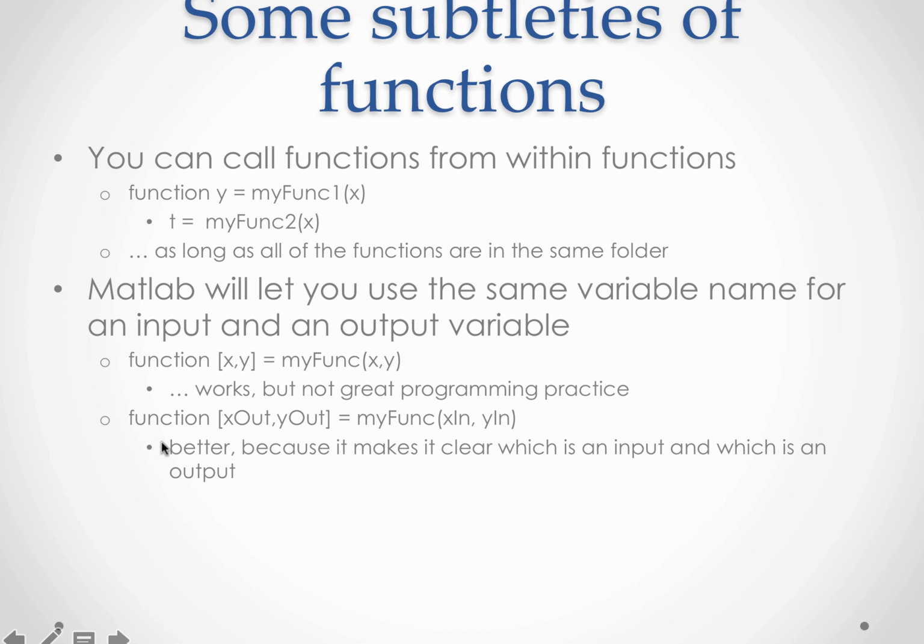So if you see here, we've got function xy equals myfunc xy. This works, but please, please, please don't do it because it's really unclear to the person who's reading the function what's happening. So instead, label these things x in, y in, because these are input values of x and y. Then label them x out and y out because those are the output variables of x and y.